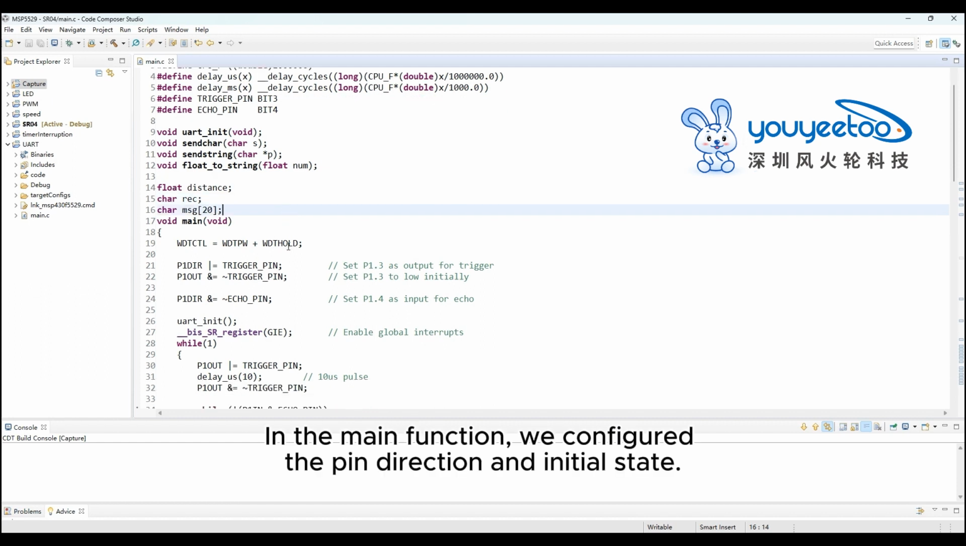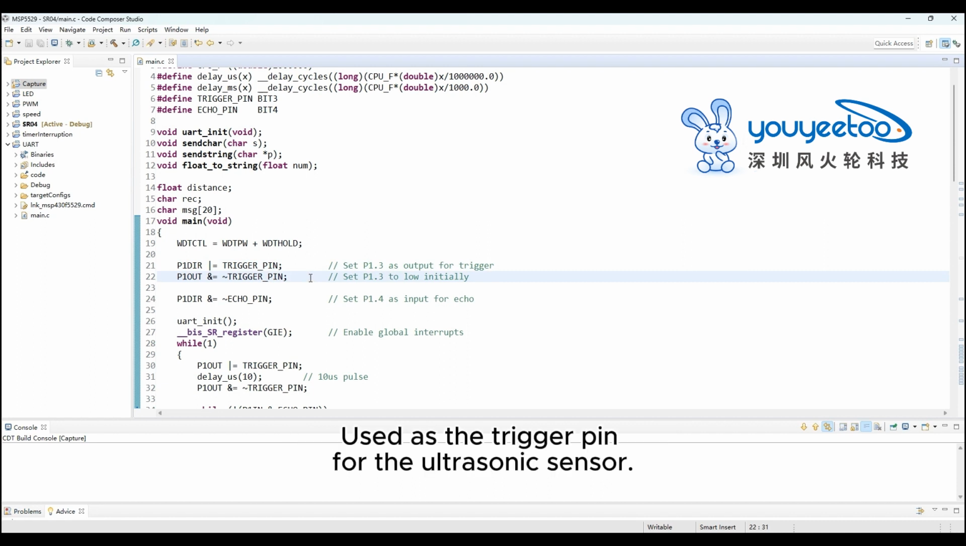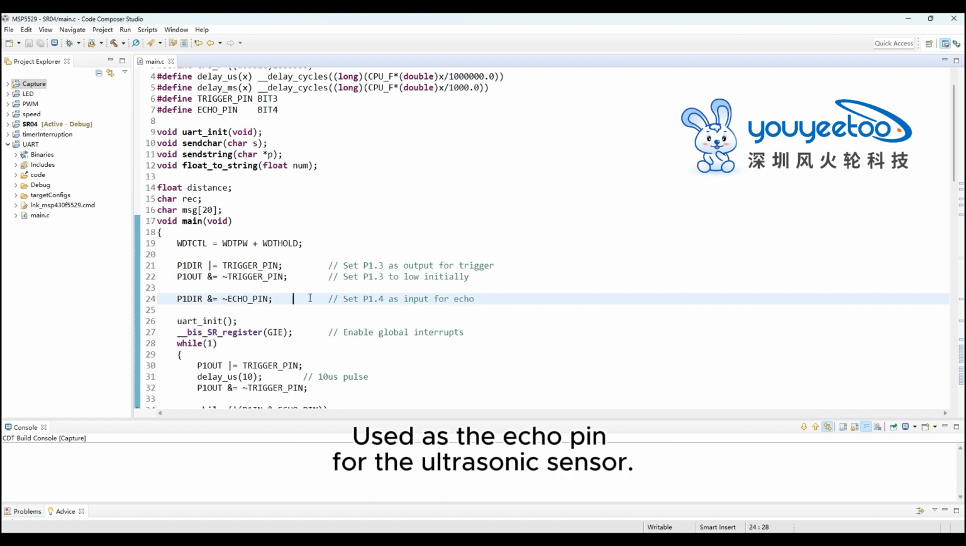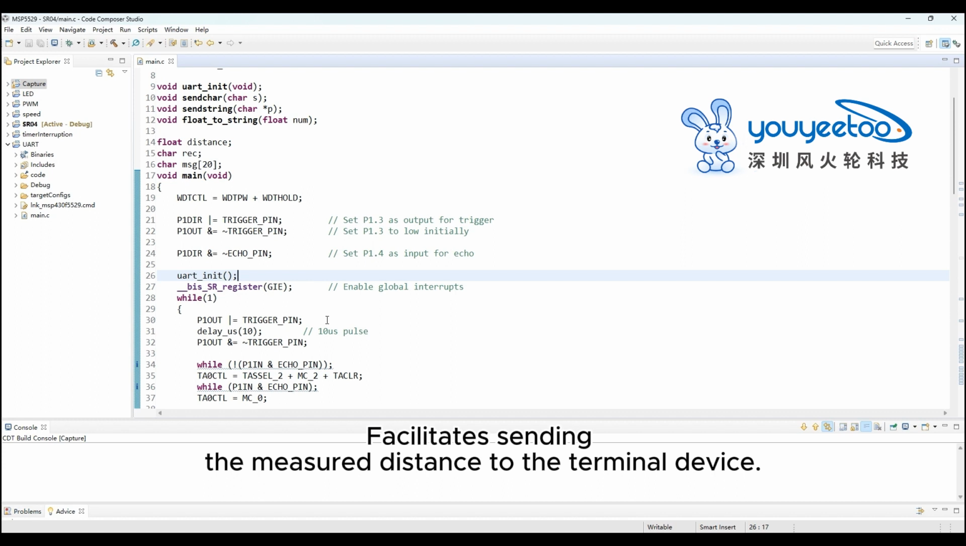In the main function, we configured the pin direction and initial state. Among them, P1.3 is configured as an output mode, used as the trigger pin for the ultrasonic sensor. P1.4 is configured in input mode, used as the echo pin for the ultrasonic sensor. We also called the youyeetoo function, used for initializing serial communication, which facilitates sending the measured distance to the terminal device.